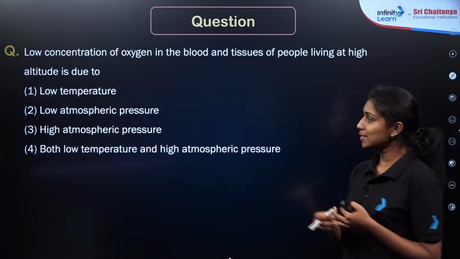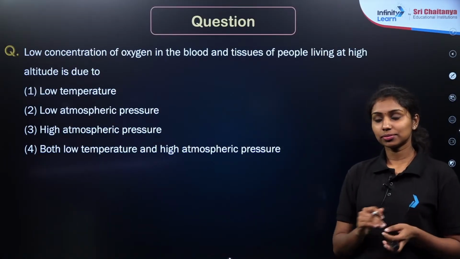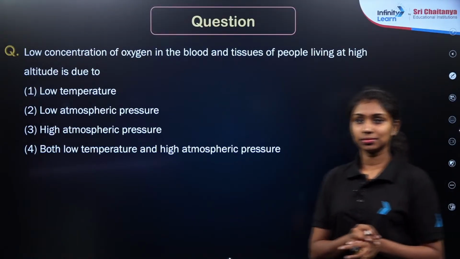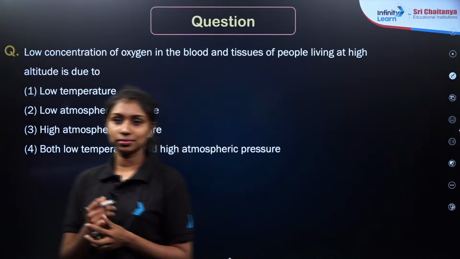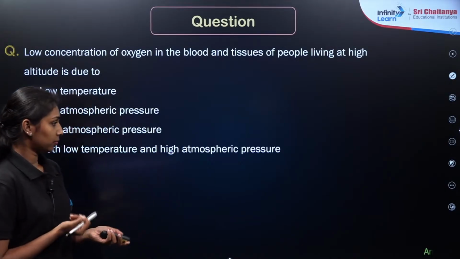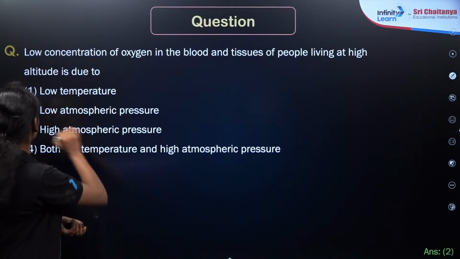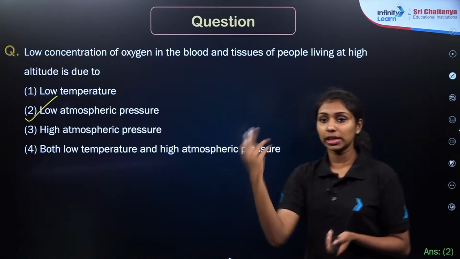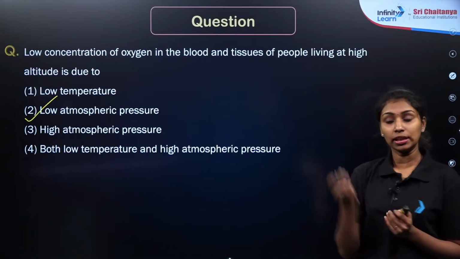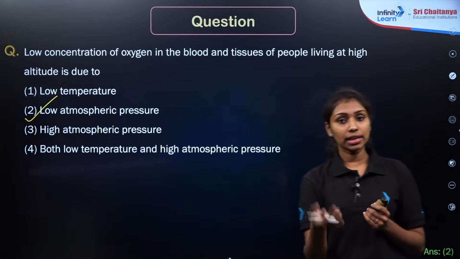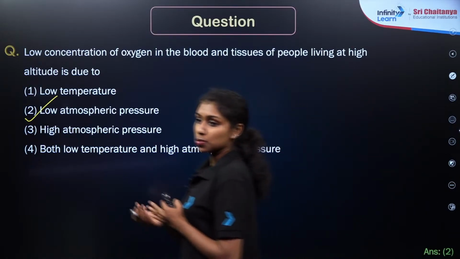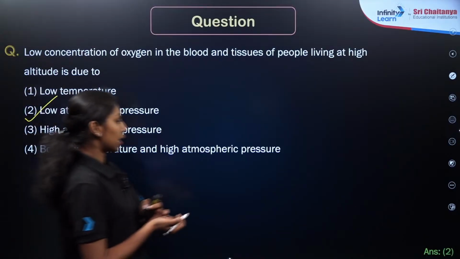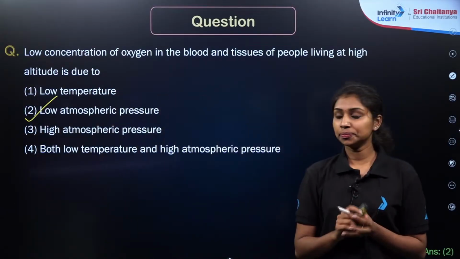Okay, what is the answer for this question? Option 2, right? Low atmospheric pressure. At high altitudes in the mountains, what will happen to the atmospheric pressure? Atmospheric pressure decreases, so solubility also decreases according to Henry's law, right? So option 2 will be the correct answer. Clear?